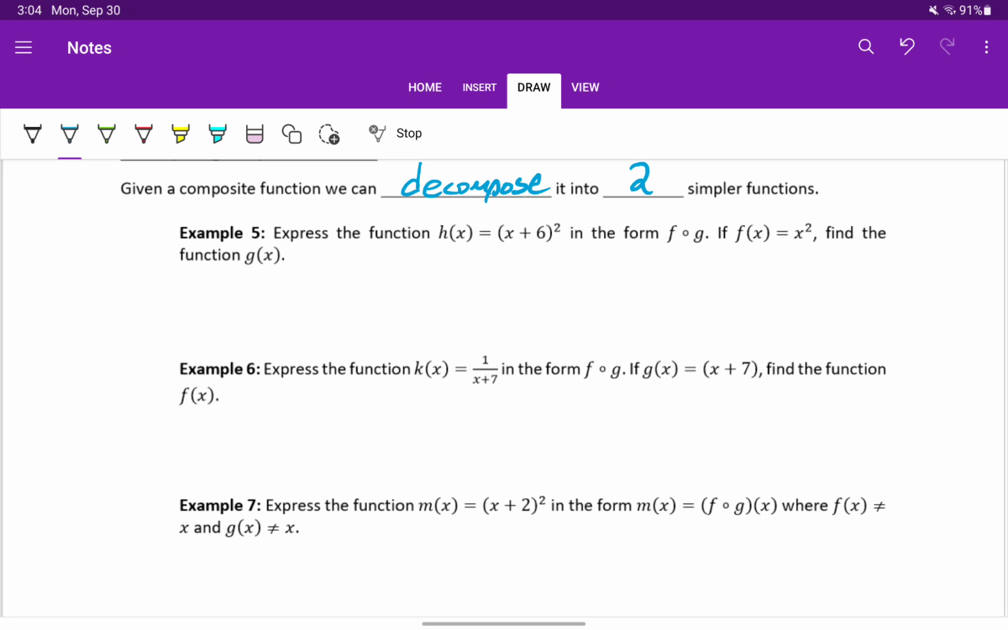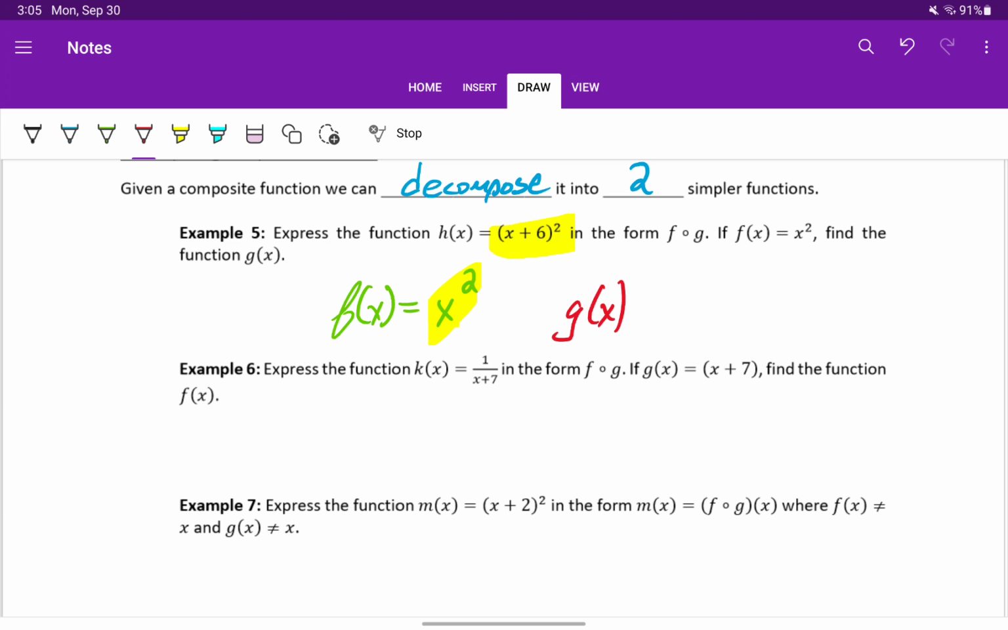what we're told, is that if f of x is equal to x squared, we want to find the function g of x. So here we're given half of the answer. F of x is equal to x squared. What we want to do is determine with that information what is g of x. So we're doing this in the form f of g of x. So g is the function that's being plugged into f. So what function would we have to plug into x squared to get this expression x plus 6 squared?